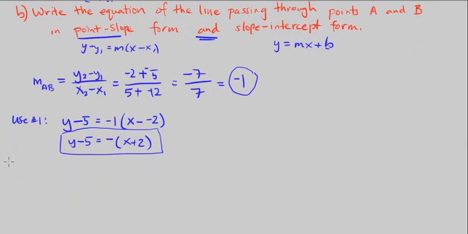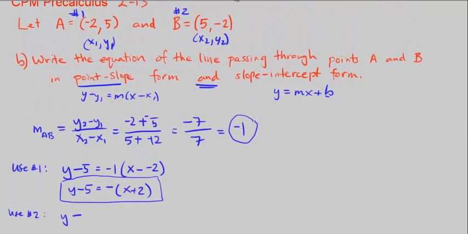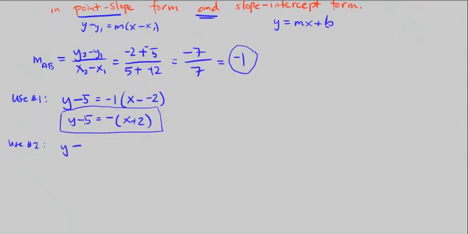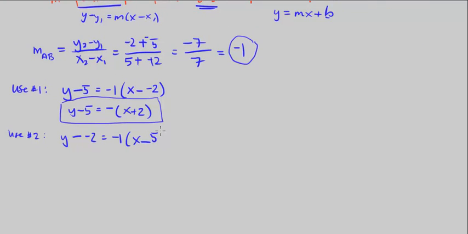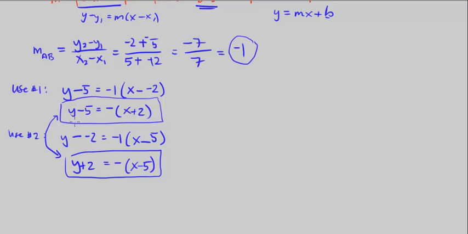What if I use point number 2? Use number 2. Then I would get y minus the other point's y, which is negative 2. Negative 2 equals our same slope, negative 1 times x minus the x value here, 5. I can simplify this. This is going to just be y plus 2, right? A negative minus a negative is plus. I don't need to write the 1, x minus 5. So either one of these answers is correct. And actually, both of these are the same.